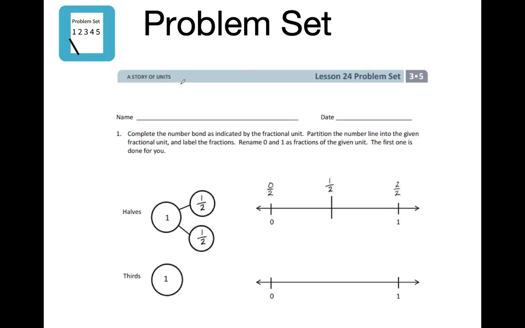Today you are going to be looking at your homework. It'll look slightly different than this, but exactly what we were just doing earlier is where you're going to create a number bond. You're going to show me how many fractional units you need to make one whole, and then you're going to break apart the number line.